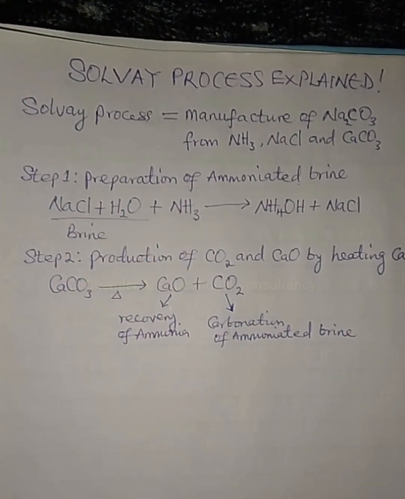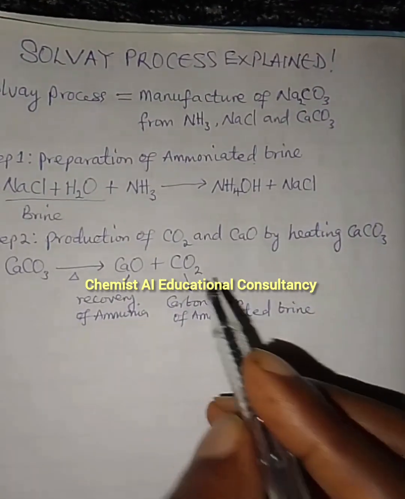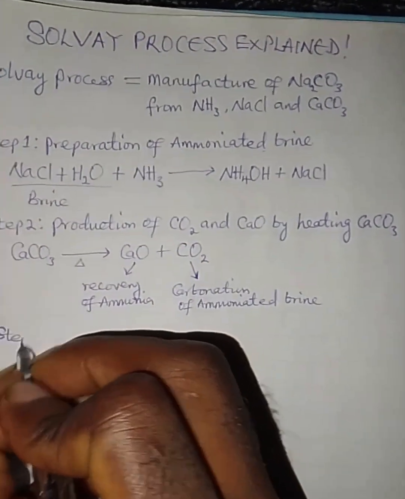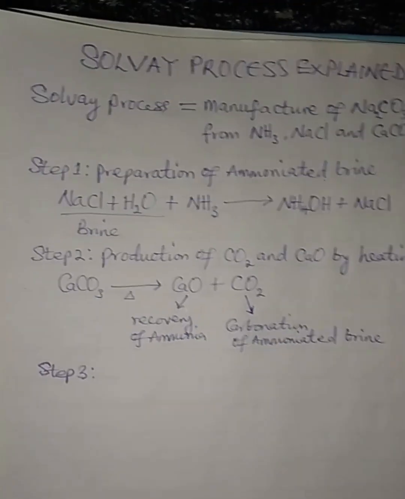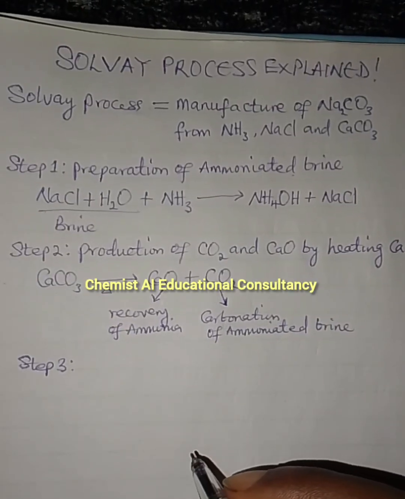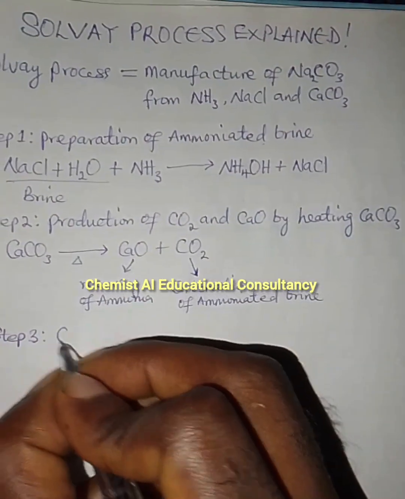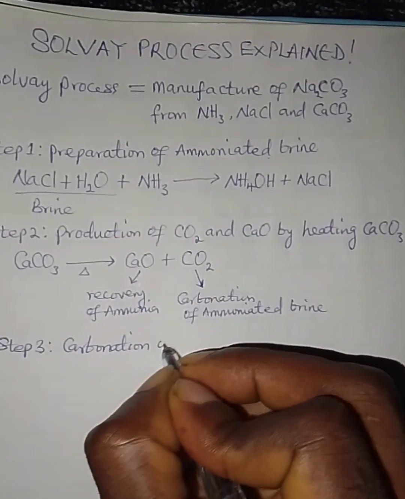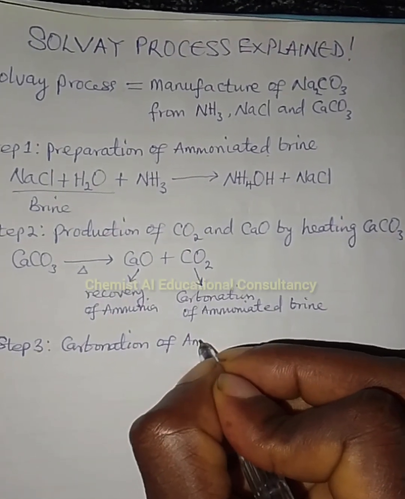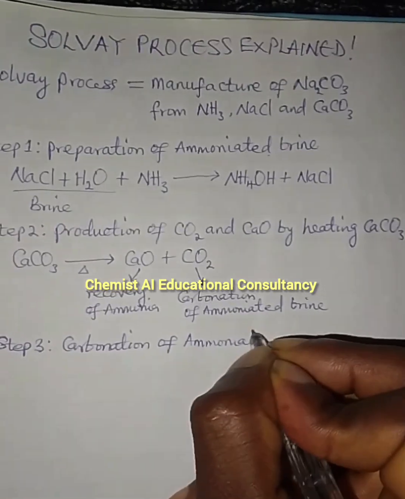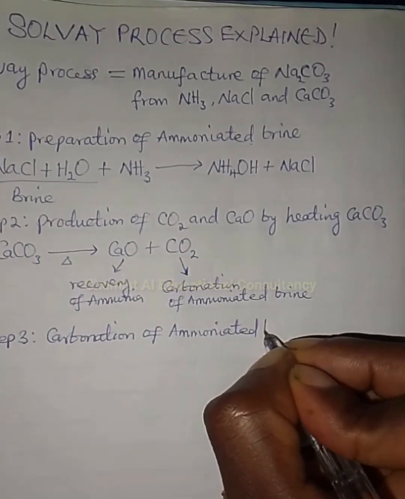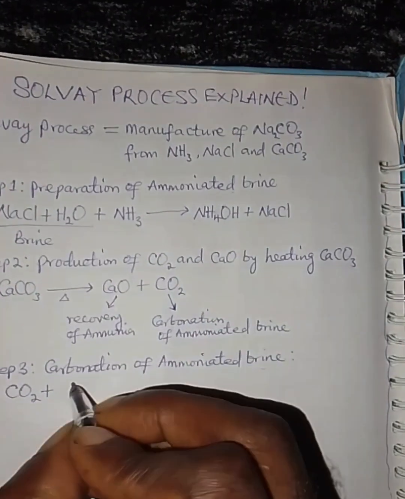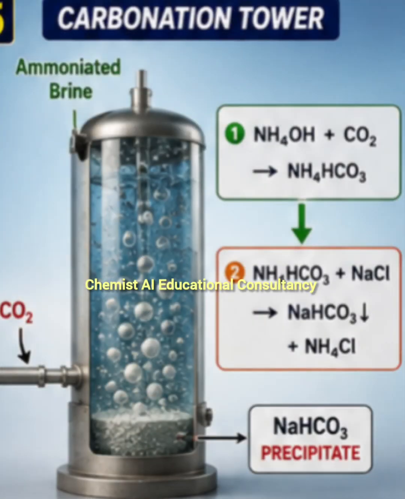Now, we move to step 3. Carbonation of ammoniated brine forms step 3. Remember, in step 1, we prepared ammoniated brine. Step 2, we prepared calcium oxide and carbon 4 oxide. In step 3, we are going to react carbon 4 oxide with the ammoniated brine. And when we talk about ammoniated brine, we are simply talking about ammonium hydroxide, which was formed through ammoniation of the salt solution. So carbonation in this sense is reaction of ammonium hydroxide with carbon 4 oxide.